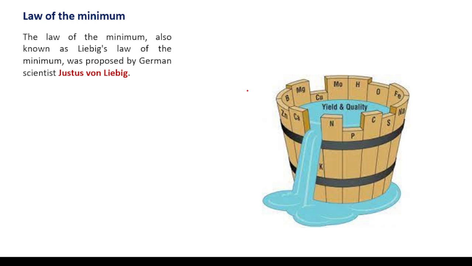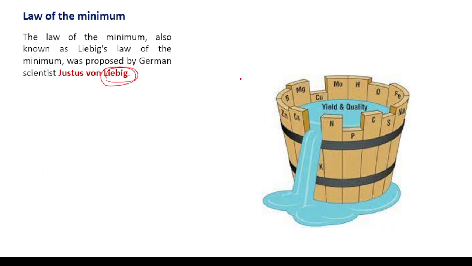Now we have to come to some laws. Through these laws the nutrient availability in a soil is determined. Among the various laws is the law of minimum. Okay, it is given by Liebig. You have to remember this law of minimum is given by Liebig.